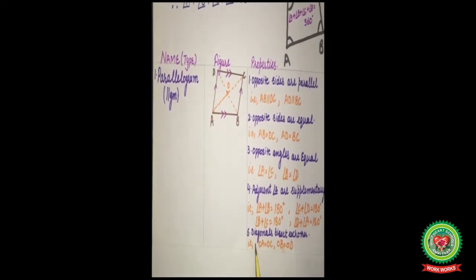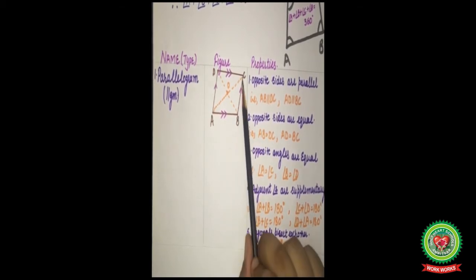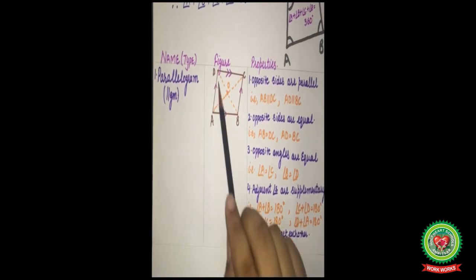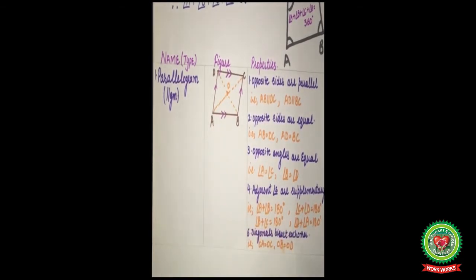The fourth property is that the adjacent angles are supplementary. Now what do we mean by supplementary? That is, the sum of two angles is equal to 180 degrees. So therefore, angle A plus angle B will be equal to 180 degrees. Angle B plus angle C will also be equal to 180 degrees. Angle C plus angle D will also be equal to 180 degrees. And angle D plus angle A will be equal to 180 degrees.